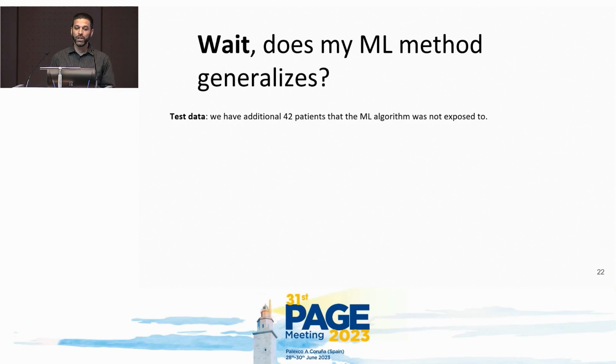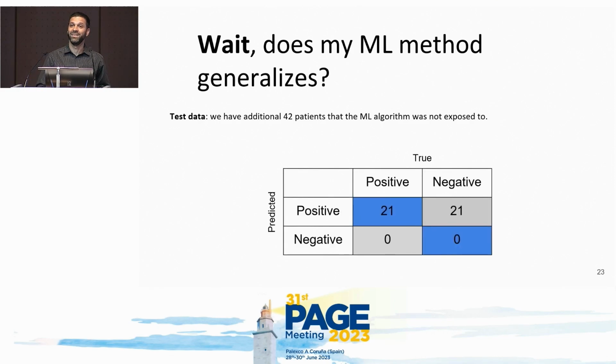Does my machine learning method generalize? Test data. We have an additional 42 patients that the machine learning algorithm was not exposed to. And then we see that we are not doing that well. It doesn't matter which patient we give our method, it says, yeah, it's positive. So that's not very good performance.